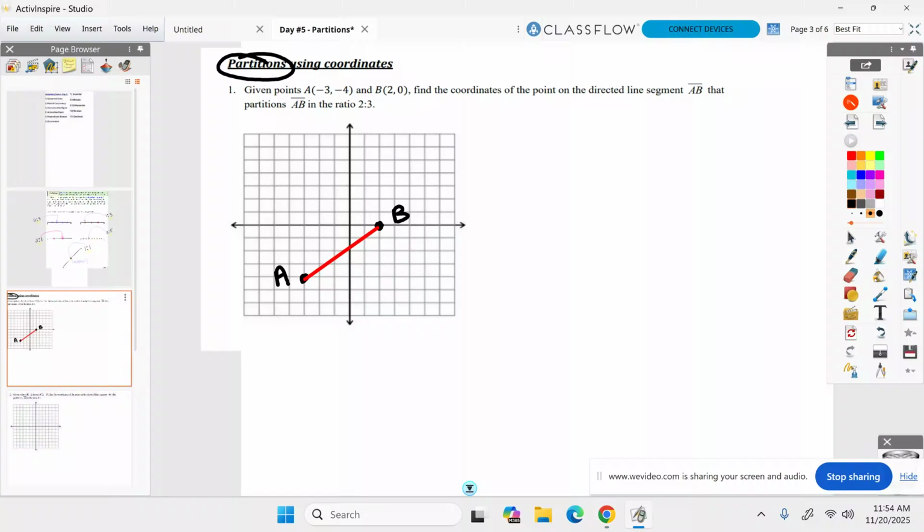Okay, so that's what partition means. If you keep reading the directions, I want you to become familiar with a phrase you're going to see every time in these questions: find a point on the directed line segment AB. What they're telling you is that to find the point, you need to start at A and go to point B.